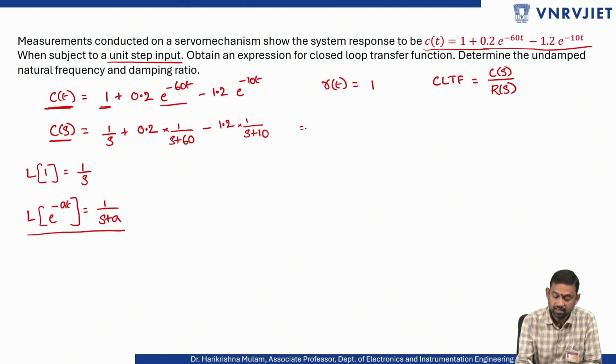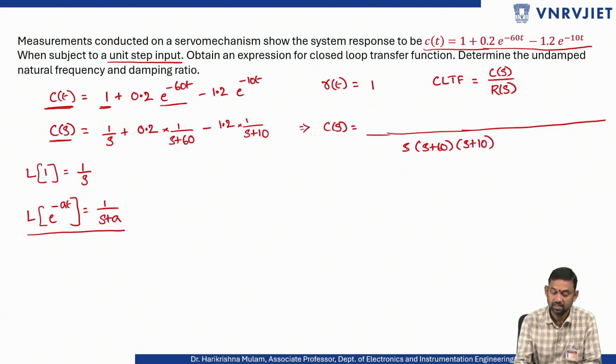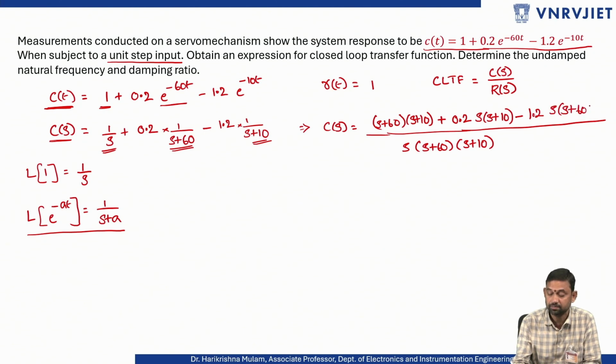Now, just take the LCM of this. So C of S is equal to S into S plus 60 into S plus 10 as the denominator, and for this term the numerator is S plus 60 into S plus 10, plus 0.2 times, for this term the numerator that you will get is S into S plus 10, minus 1.2 into, for the S plus 10 term, the numerator that we get is S into S plus 60.